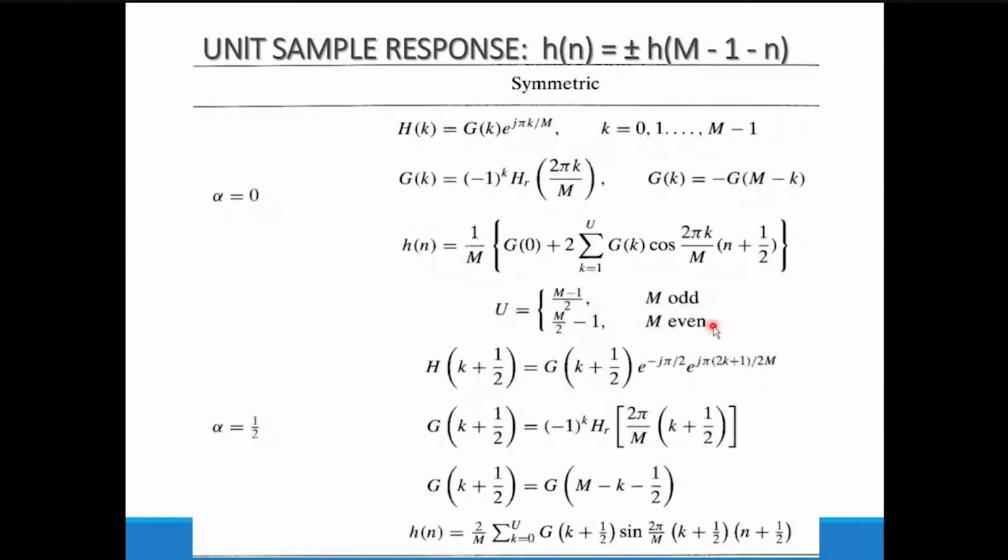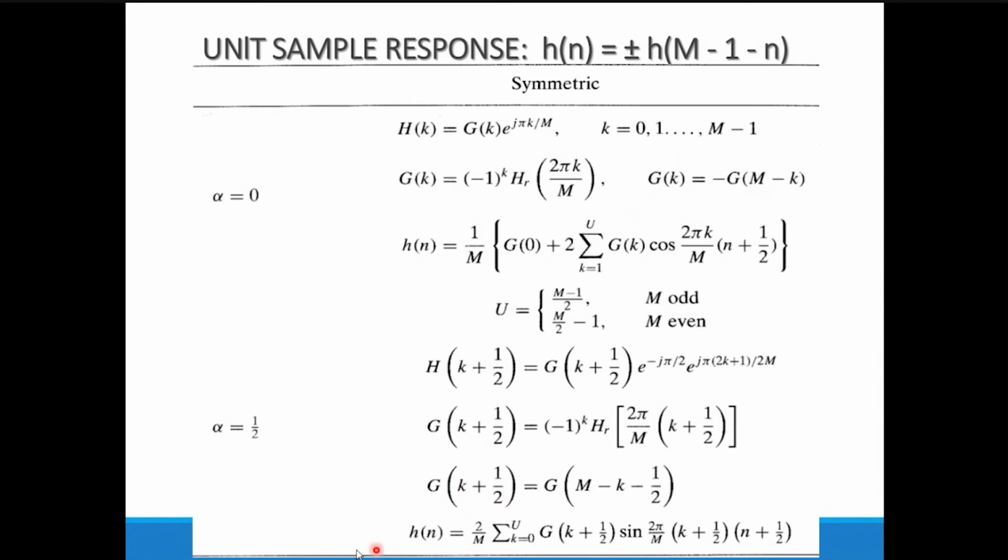Similarly, when alpha is equal to 1 by 2, these are the changes, and we can utilize these four equations: h of k plus 1 by 2, then g of k plus 1 by 2. As you have seen here, we have written g of k is equal to minus g of m minus k, but there alpha has the 0 value, and now alpha has the 1 by 2 value, so you can write g of k plus 1 by 2 is equal to g of m minus k minus 1 by 2. So 1 by 2 is added here, and we do the same thing, and h of n can be calculated by this equation.